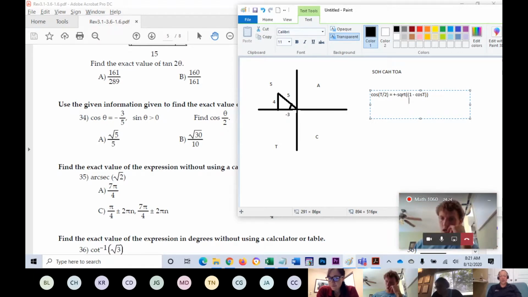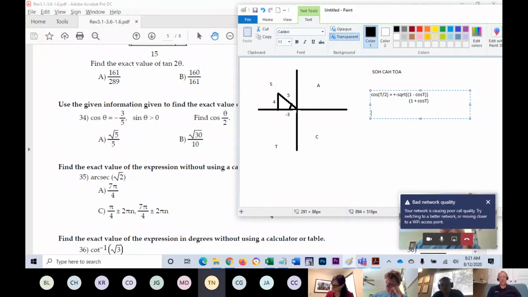Okay, so 1 plus cosine of theta. All right. So cosine of theta is negative 3/5. So when we're doing this, we're going to get the square root of 1 minus negative 3/5, which is really 1 plus 3/5. That's a problem. Well, let's see. Yeah, it's a problem because we can't have a number greater than 1. Oh, no, it's okay. We can.